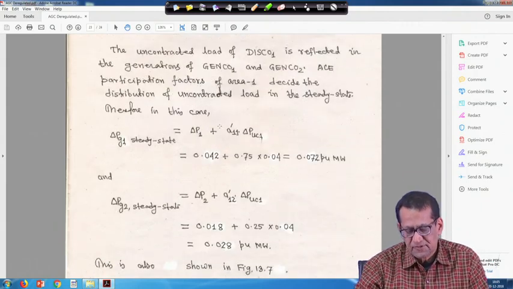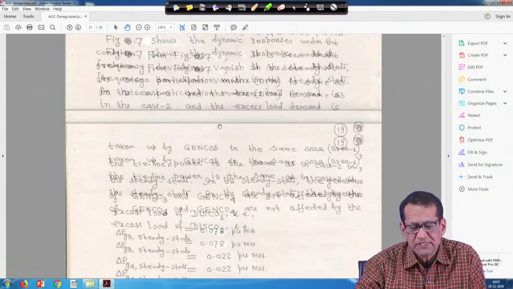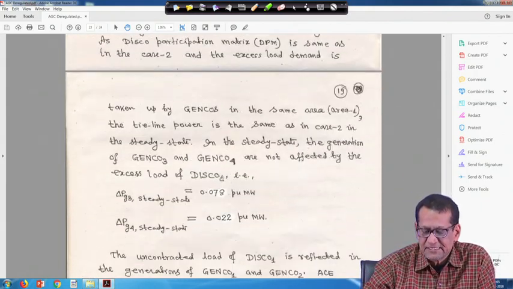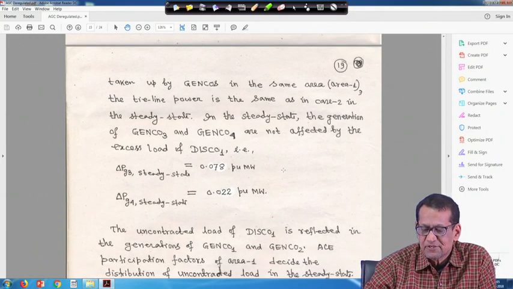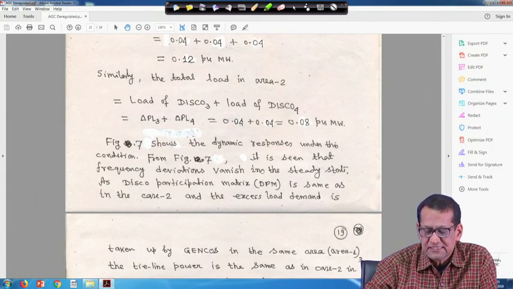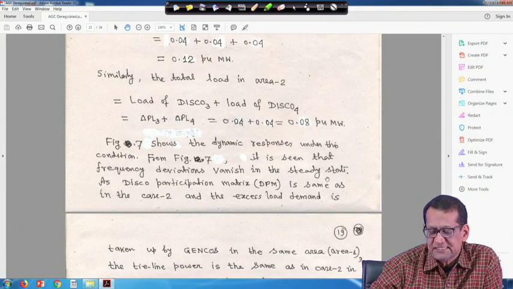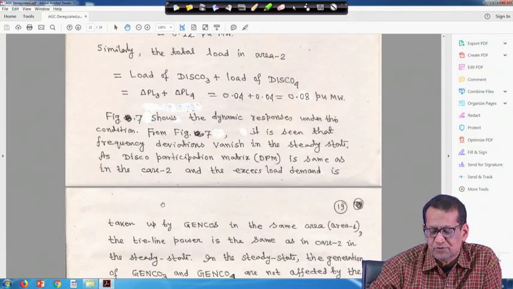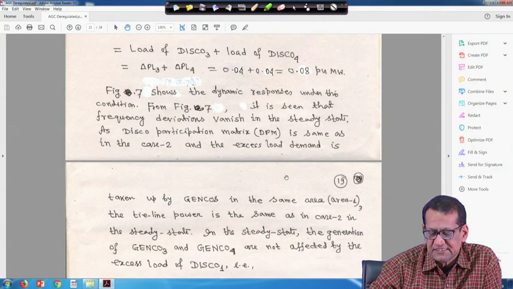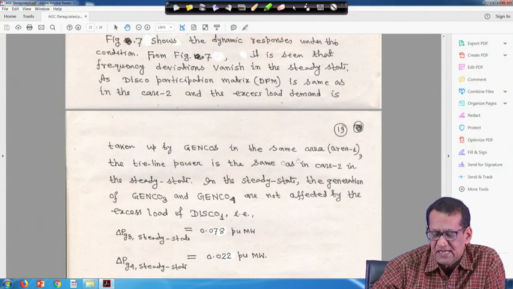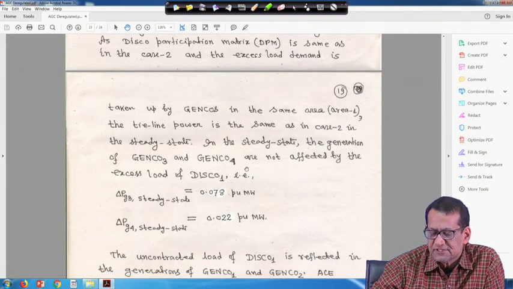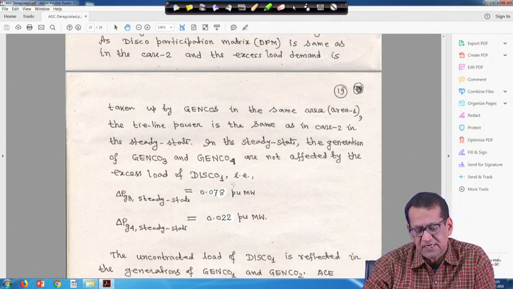So all these things, I explained everything. Therefore, it is seen that the frequency deviation vanishes in the steady state, as the DISCO participation matrix is the same as in case 2, and the excess load demand is taken up by the GENCOs in the same area. The tie line power is the same as in case 2 in the steady state. In the steady state, the generation of GENCO 3 and GENCO 4 is not affected by the excess load of DISCO 1, I told you.